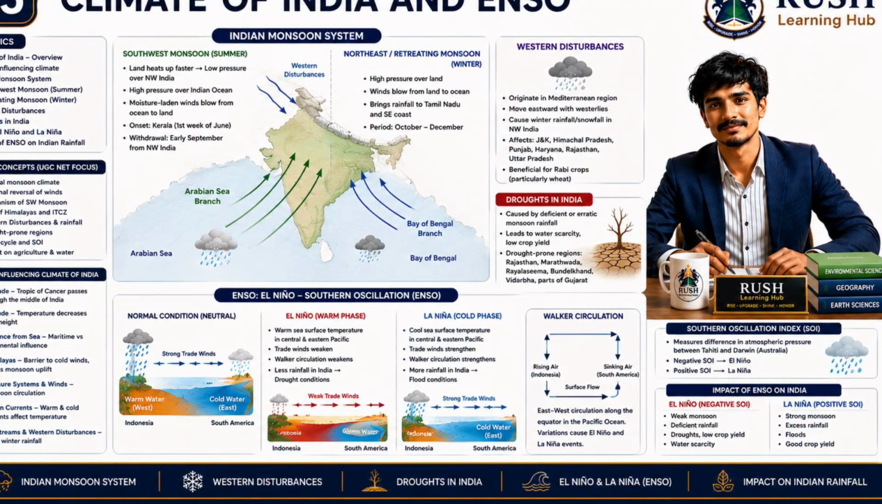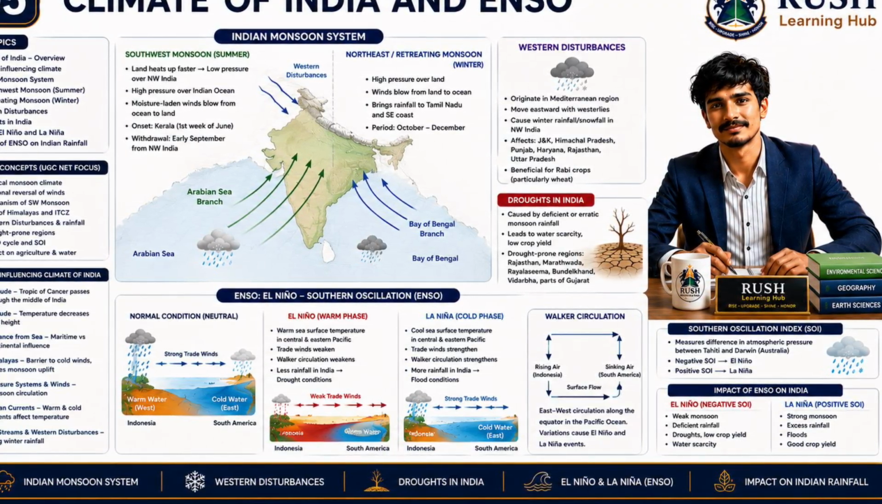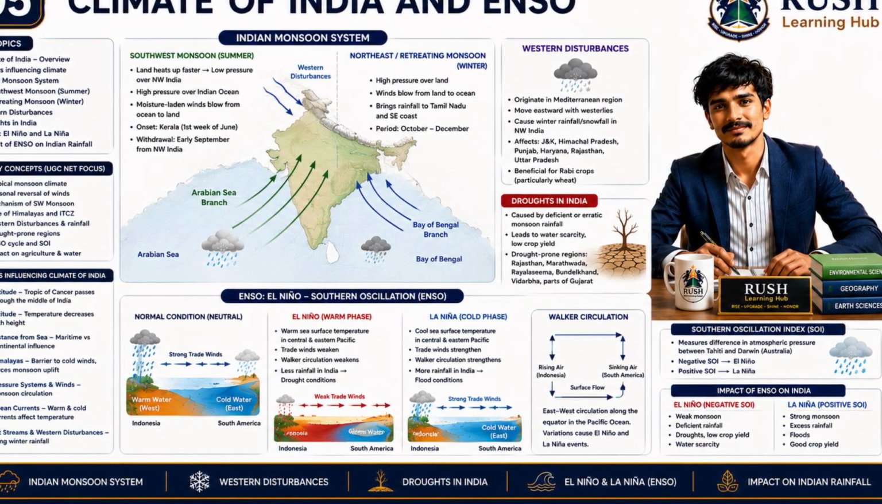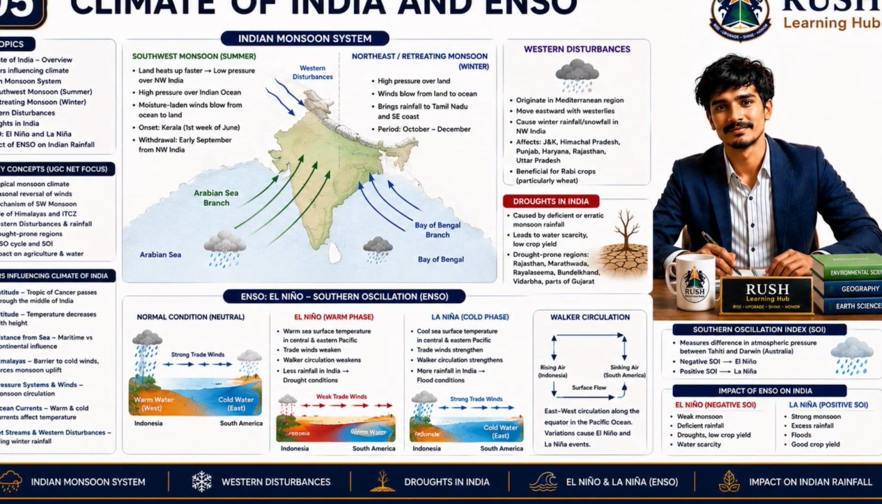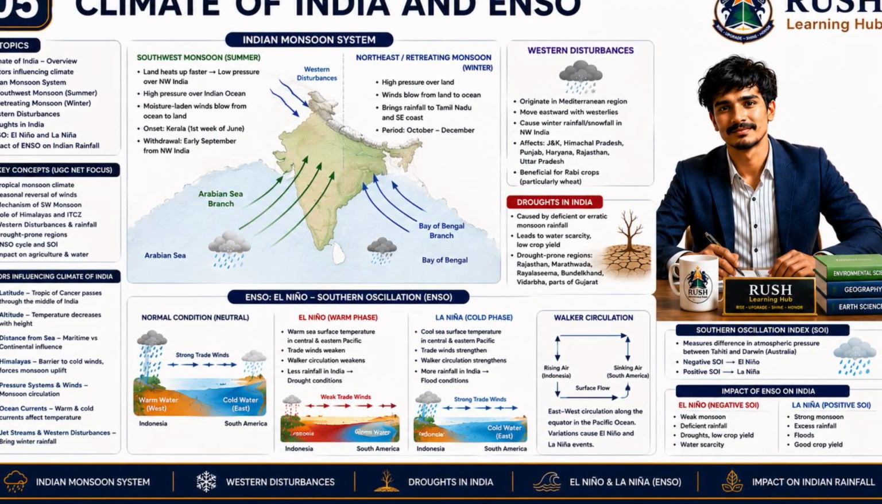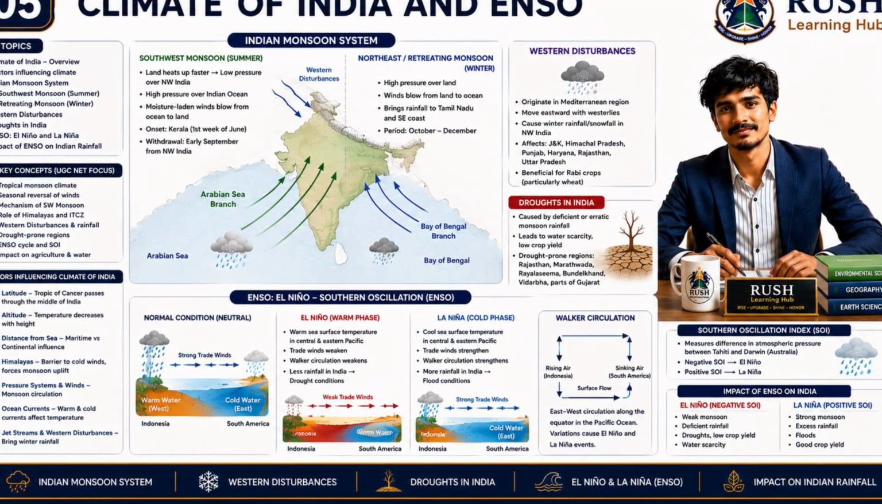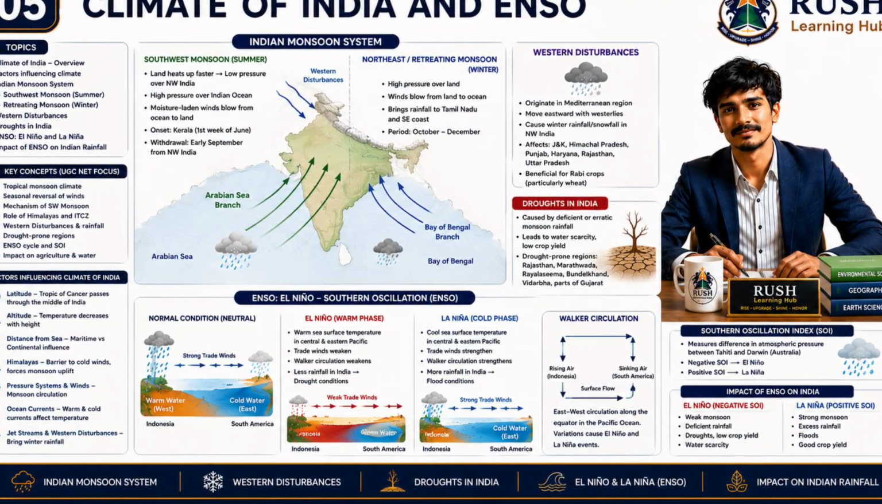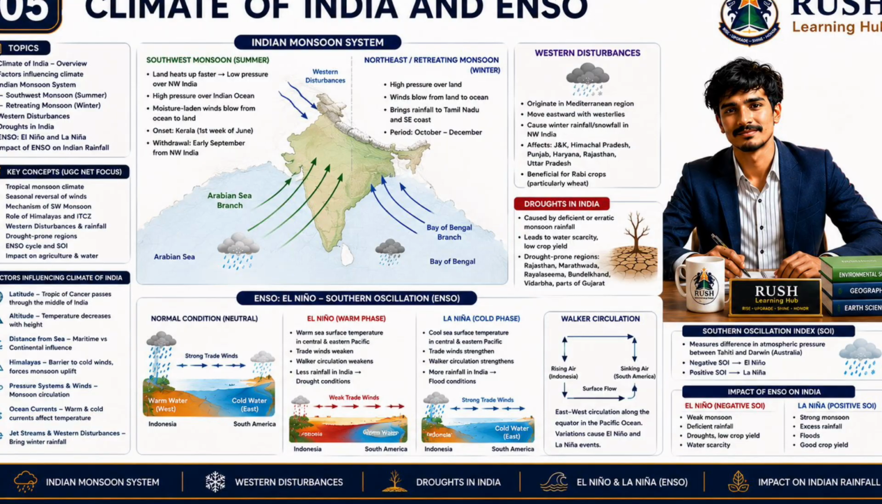One of the most important global climatic phenomena influencing Indian rainfall is ENSO, or El Niño Southern Oscillation. ENSO is a coupled ocean atmosphere phenomenon occurring over the equatorial Pacific Ocean. It consists of two opposite phases known as El Niño and La Niña.